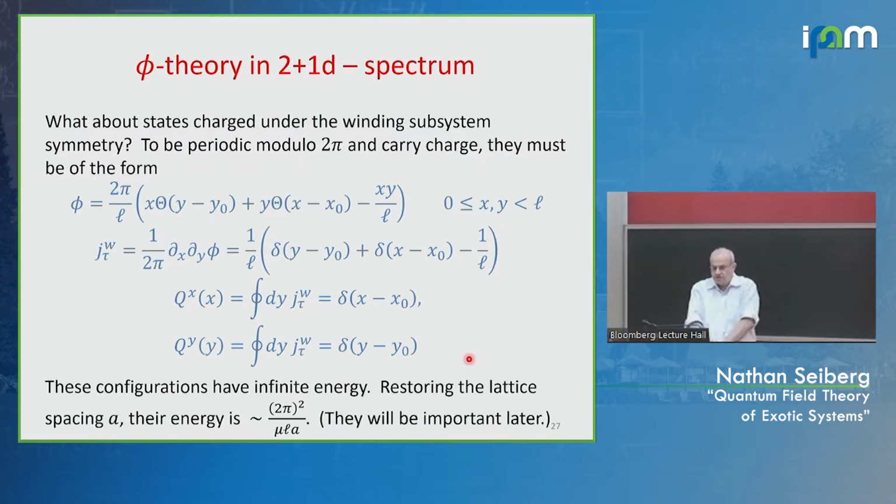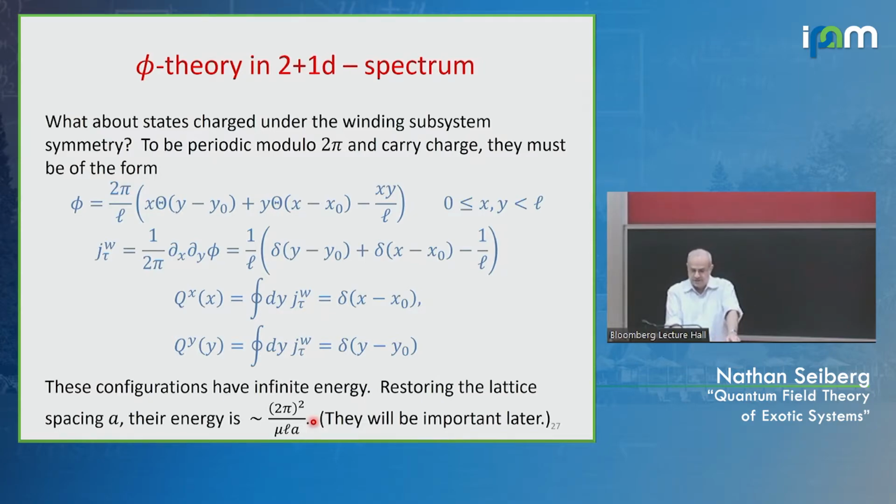And indeed, these configurations have infinite energy. If I restore the lattice spacing, their energy is of order 1 over A. And the reason for that is that the field phi is discontinuous, and we have x times theta of y. So when we compute the double derivative with respect to x and with respect to y, we get these delta functions. And when we square it and put in the action, we're going to get delta of 0. So that's bad, and that gives us infinite action. This will be important soon.